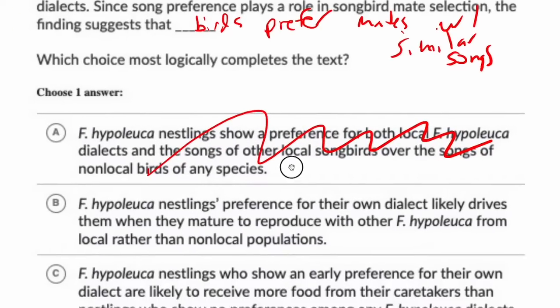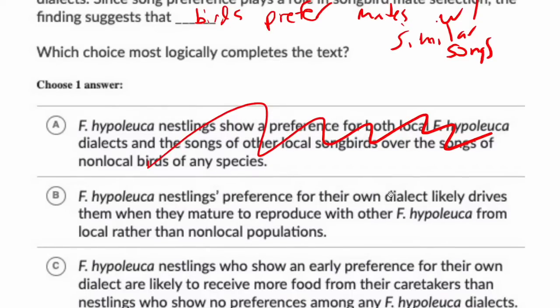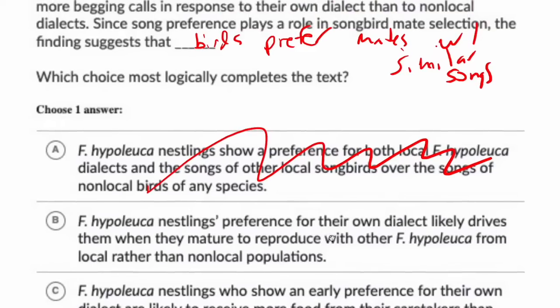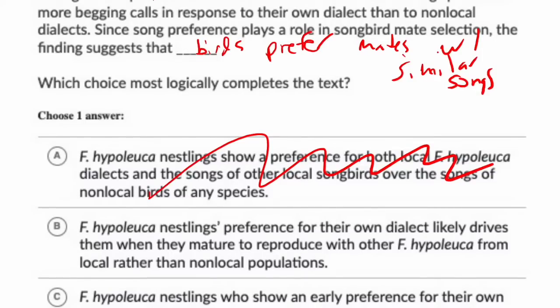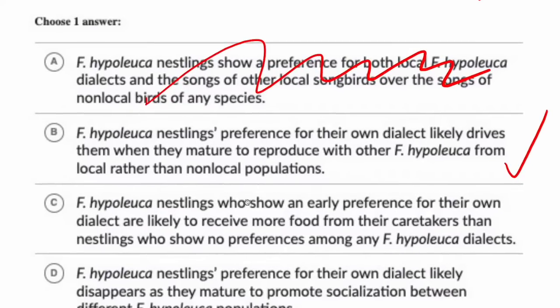Okay. B, these nestlings prefer their own dialect, or it likely drives them when they mature to reproduce with others from local rather than. Well, that makes sense. They prefer mates with similar songs. Their preference for their own dialect likely drives them to reproduce with ones from local. Yeah, that seems good.